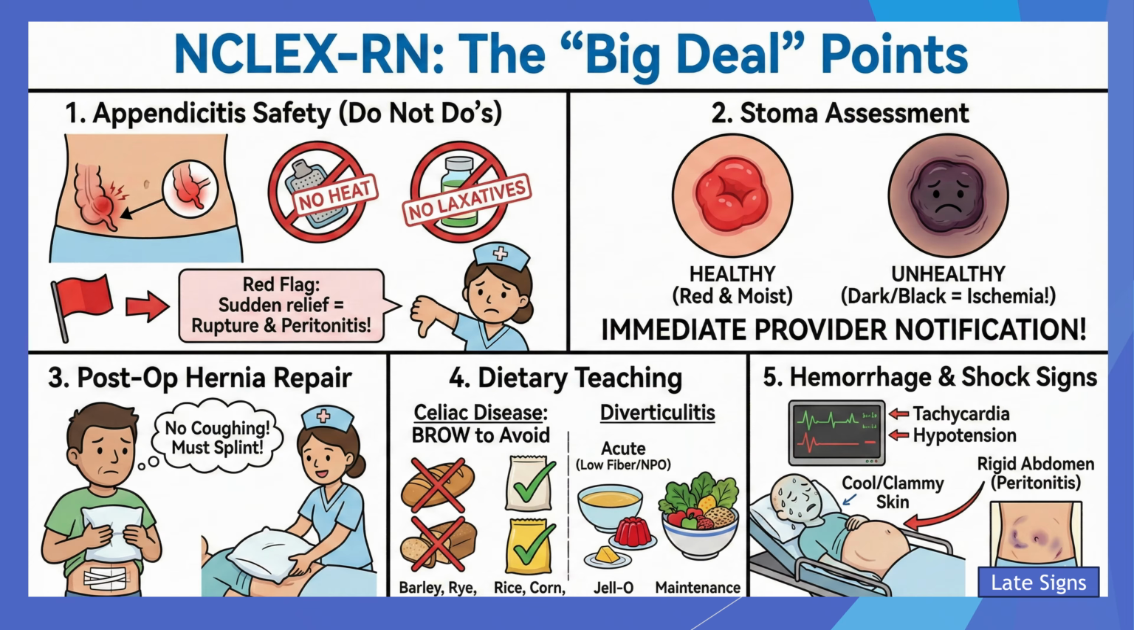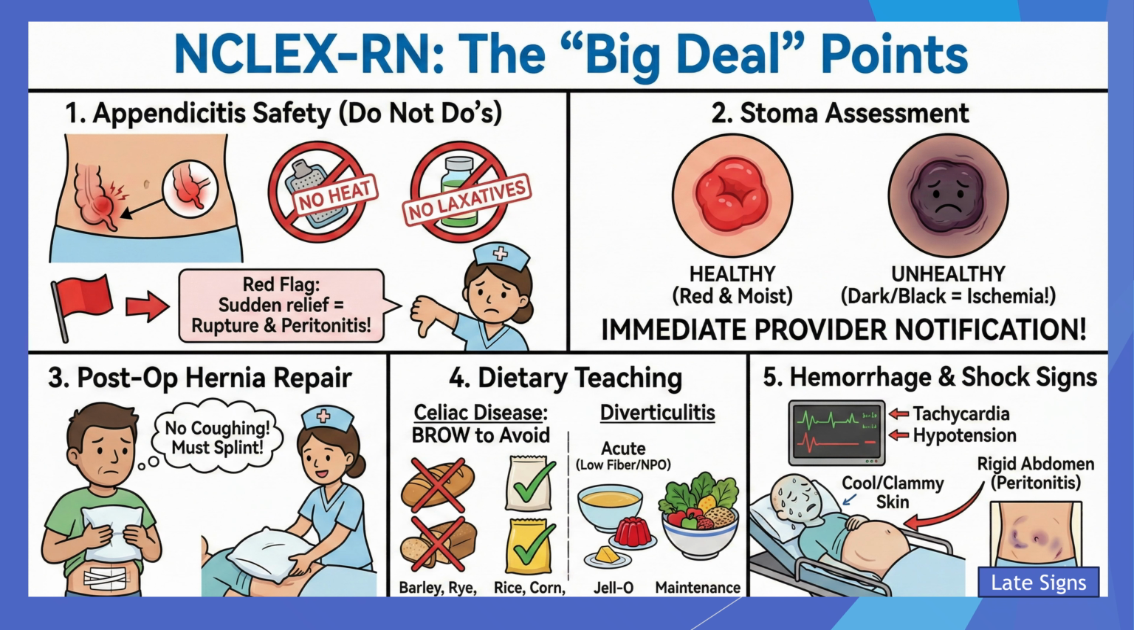If appendicitis is suspected, heat increases blood flow and can cause rupture. Never give laxatives or enemas, they can cause perforation. So the red flag: if a patient with appendicitis pain suddenly reports relief of pain, suspect rupture and impending peritonitis.